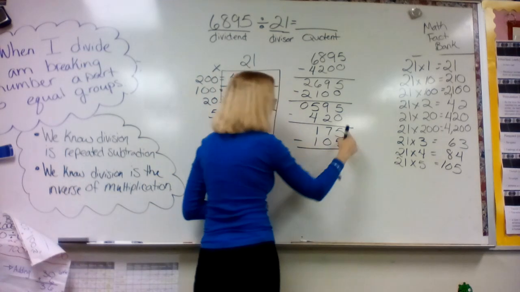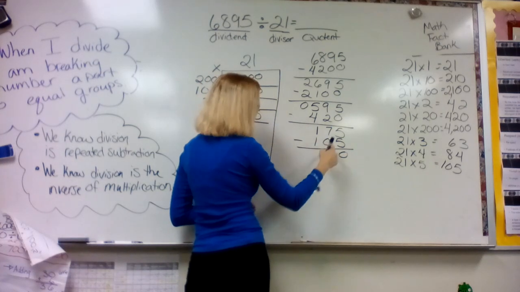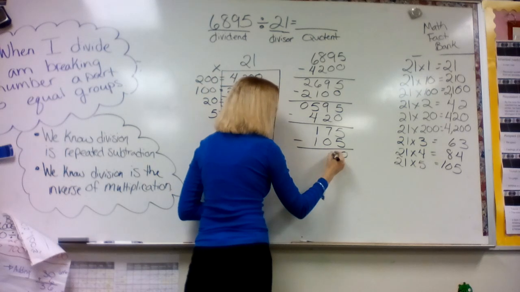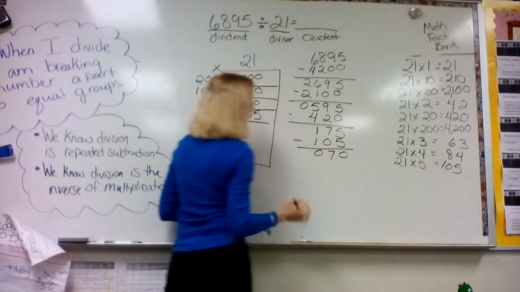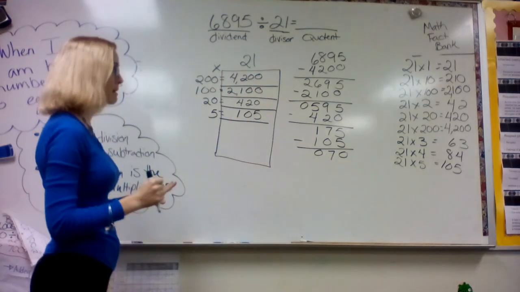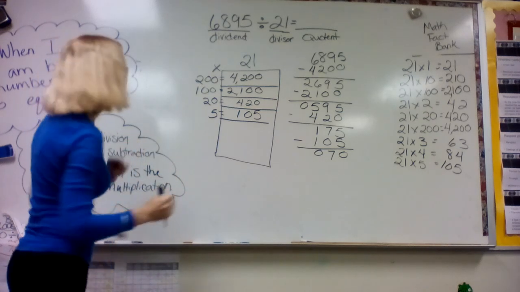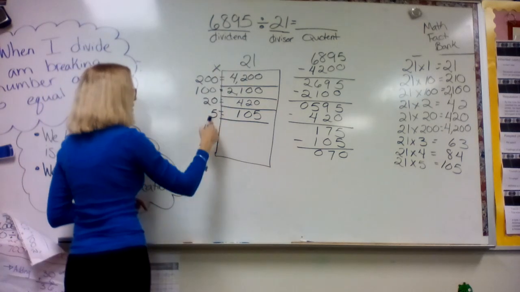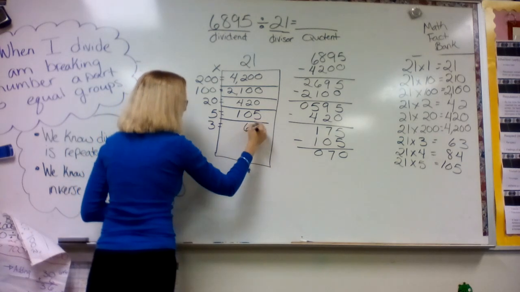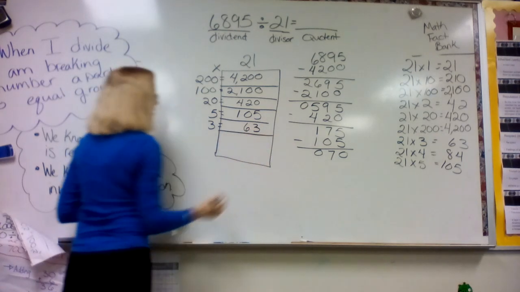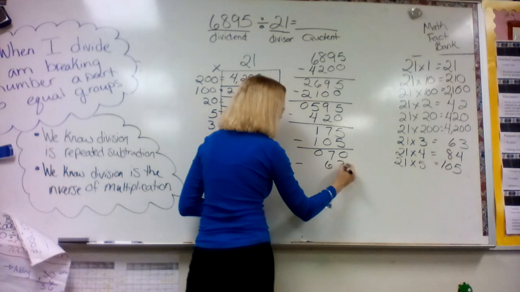105. 5 minus 5 is 0. 70 minus 0 is 70, and 100 minus 100 is 0. I'm left with 70. I look back at my math fact bank, and we did do a little bit of work. 21 times 3 equals 63. You notice all of my place values are lined up. We're going to go ahead and subtract 63.